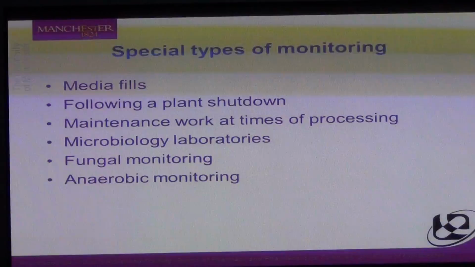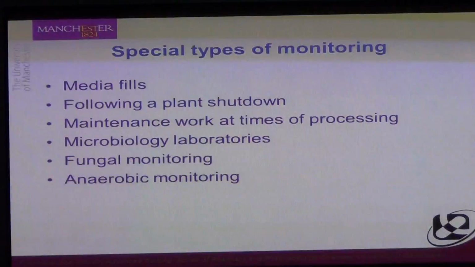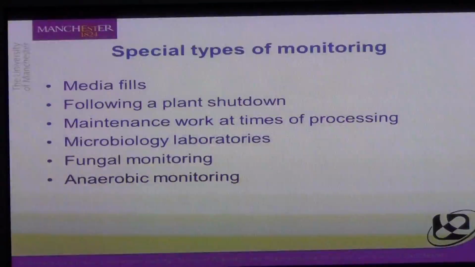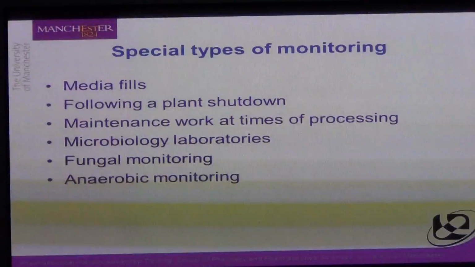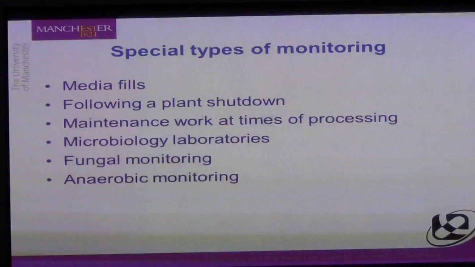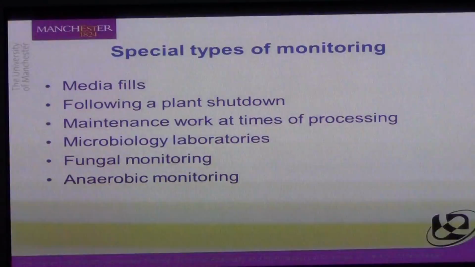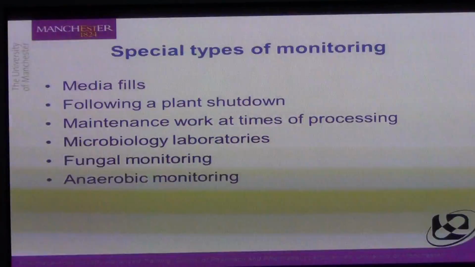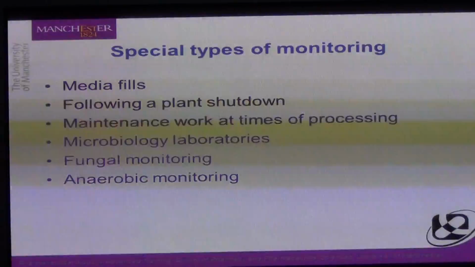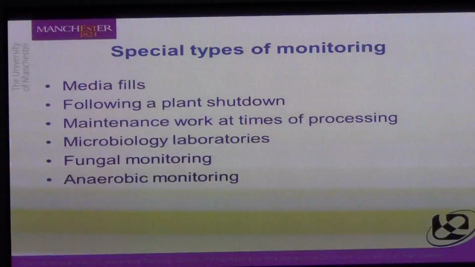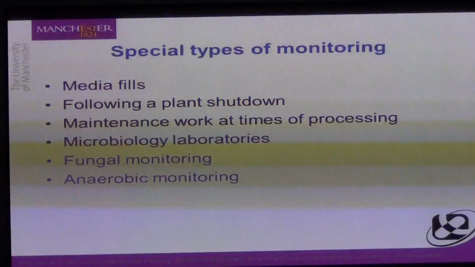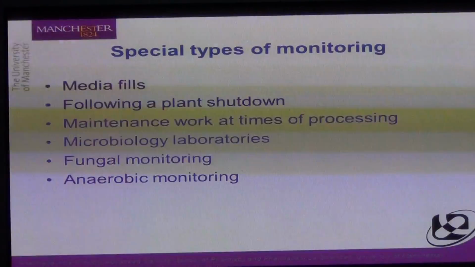fields. There'll be the types of monitoring you need to do to reinstate an area after your facility has been shut down. You need to consider what environmental monitoring you'll do if any maintenance needs to occur around the time of processing. So for example, if a HVAC grill needs to be changed, what will you do? You also need to monitor your microbiology laboratories to show that there's not high levels of contamination there that might in turn contaminate your environmental monitoring samples. There's also possibly a need for fungal monitoring, and if you have nitrogen gas lines, certainly anaerobic monitoring.